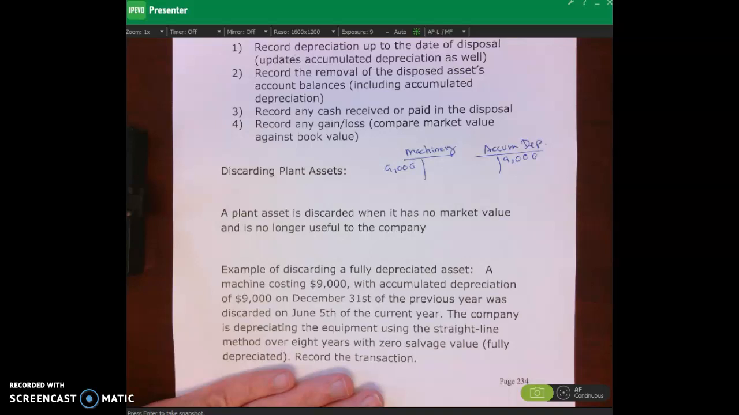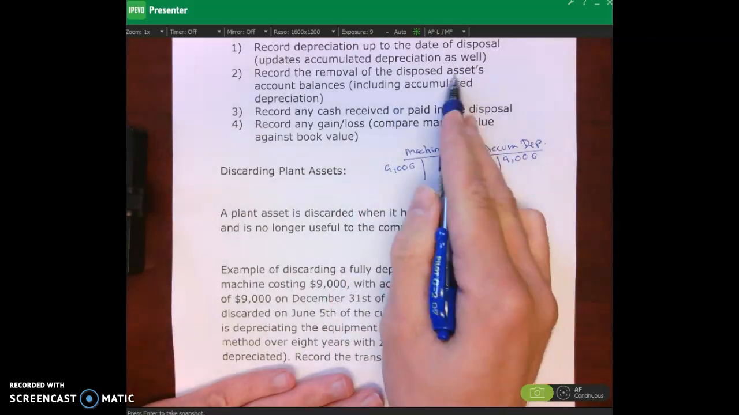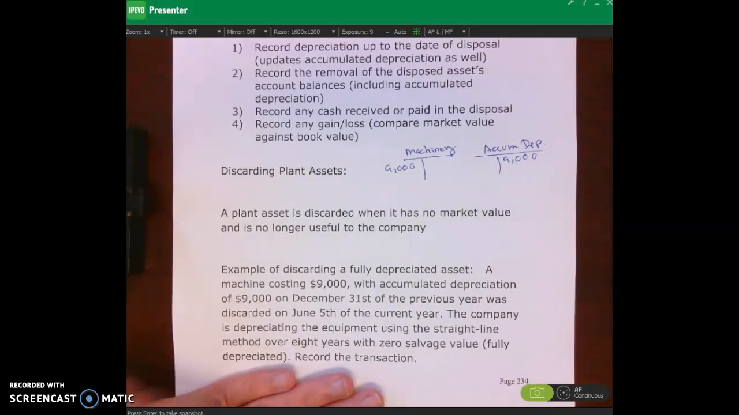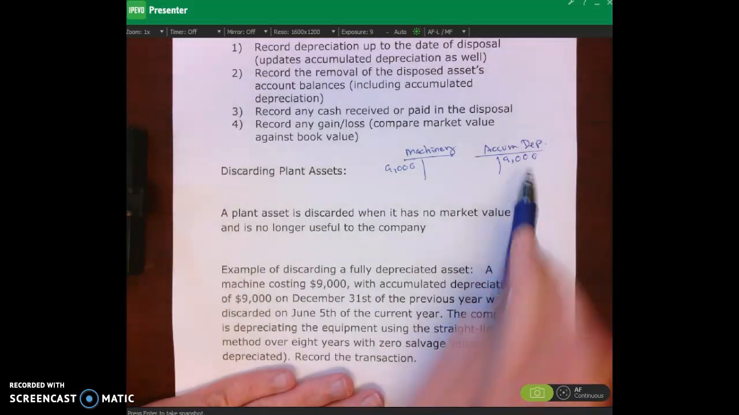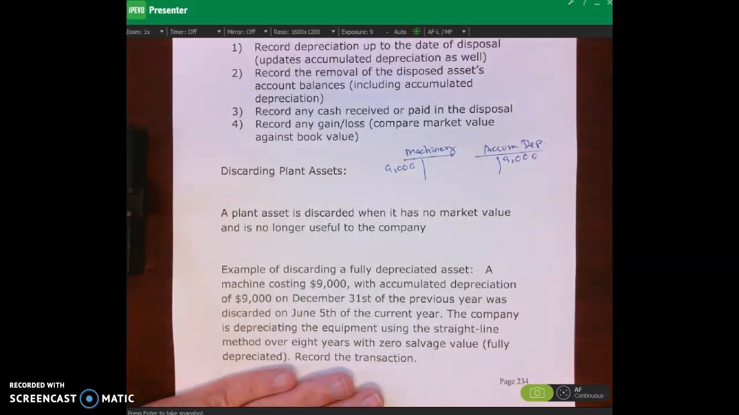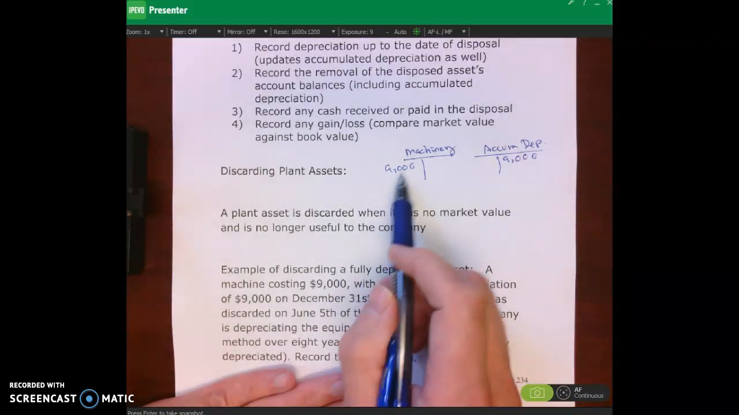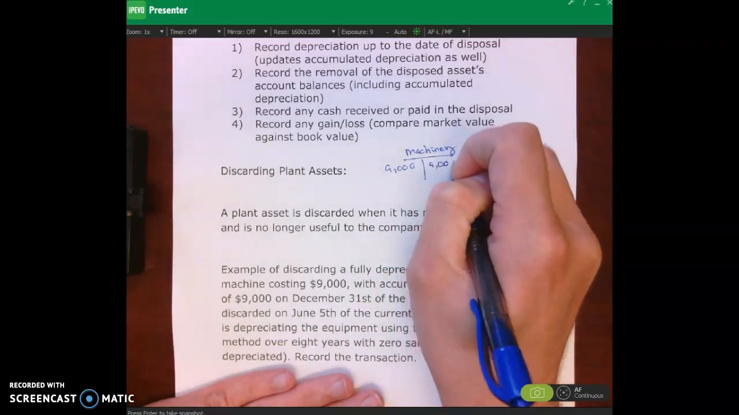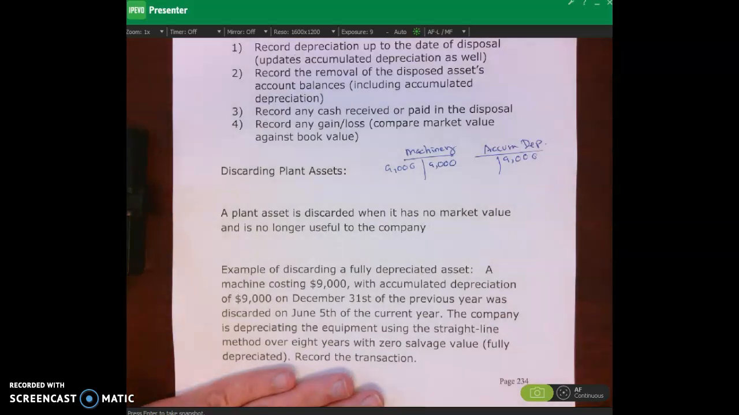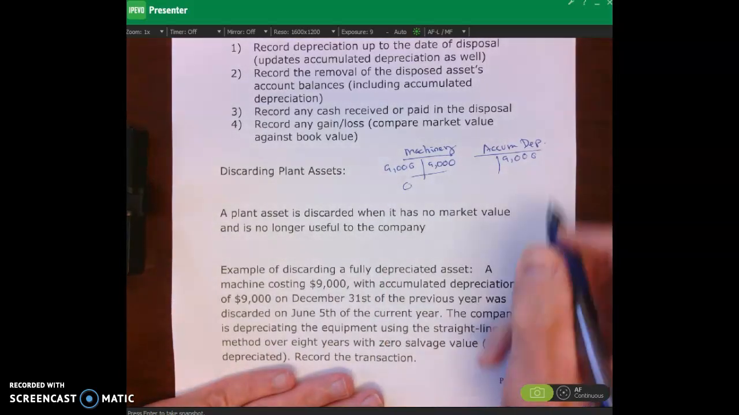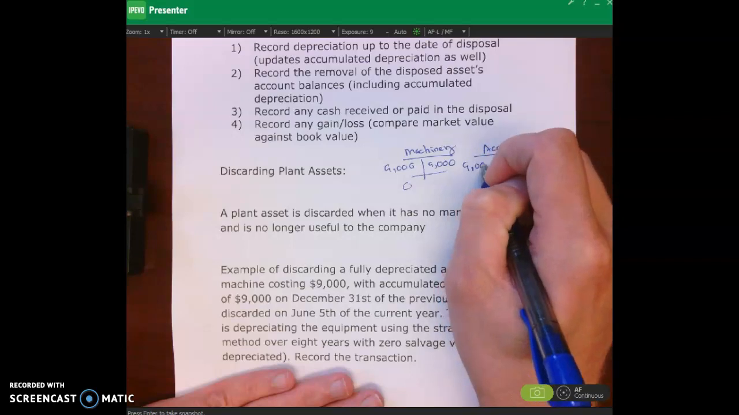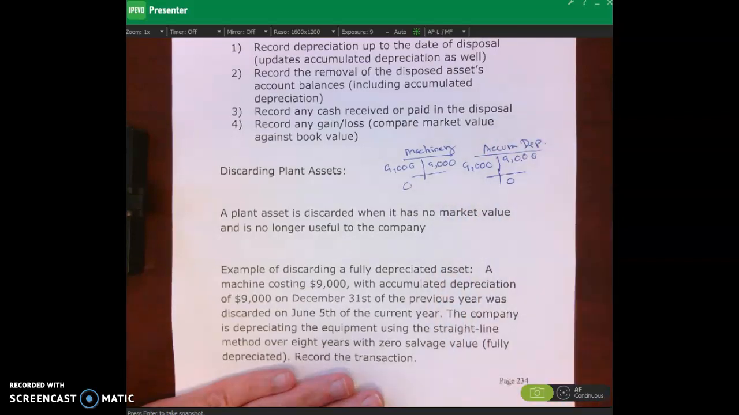So if I want to remove the disposed assets account balances, basically that's fancy talk for saying make the balance in machinery zero. Make the balance in accumulated depreciation account zero. How do I do that? Well, look at the T account. I've got a $9,000 debit balance. If I credit machinery, 9,000 minus 9,000 is now zero. If I come over here with my accumulated depreciation, I've got this $9,000 credit balance. If I debit accumulated depreciation, zero balance.